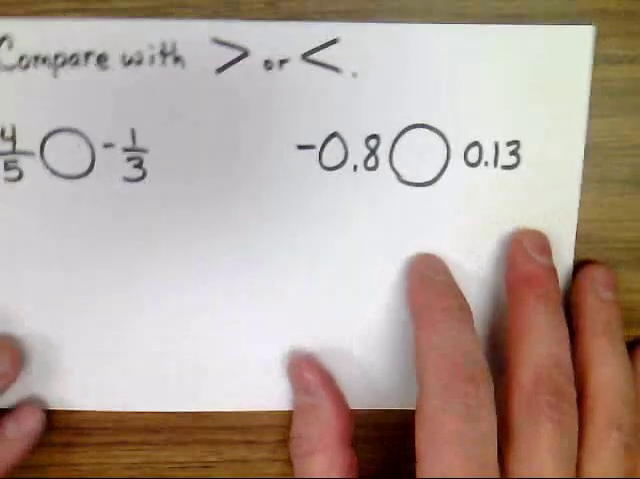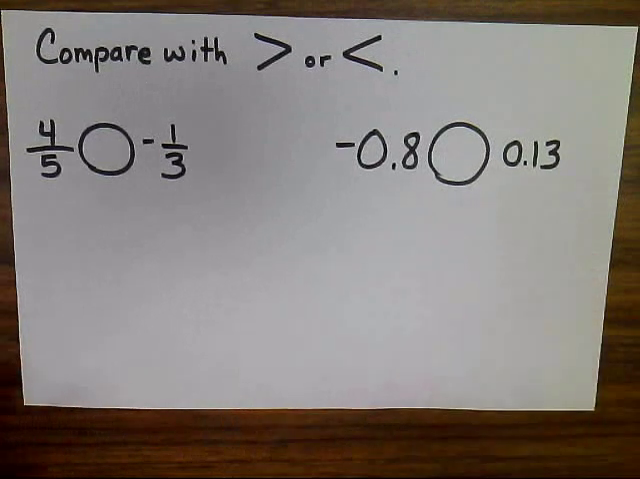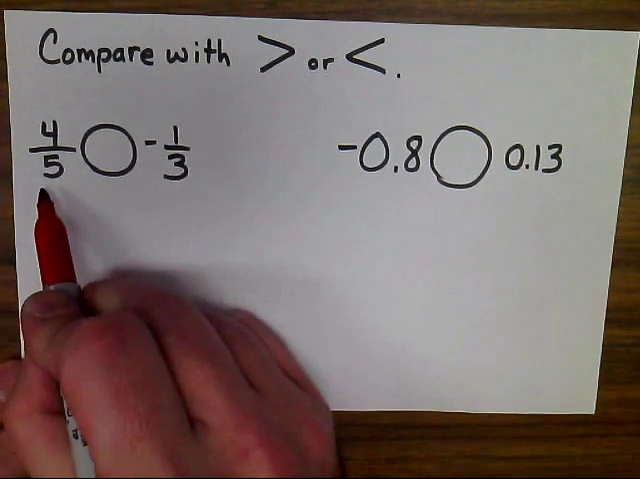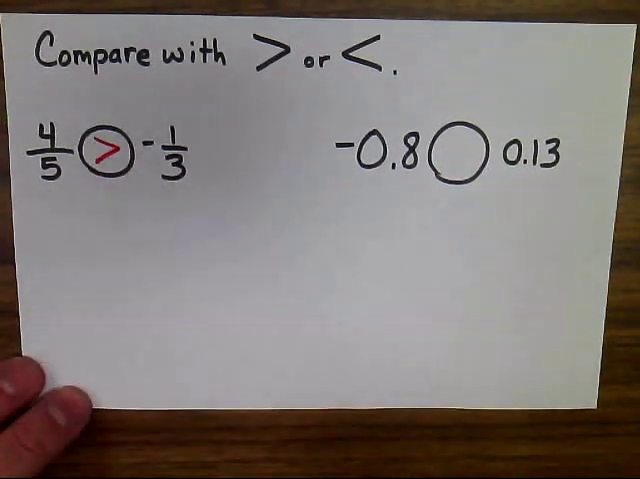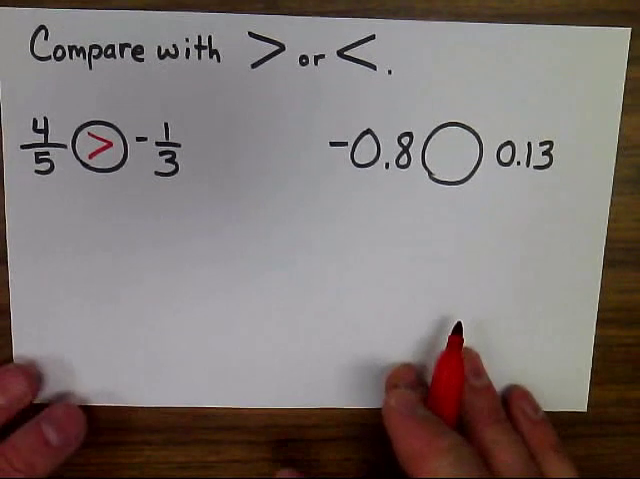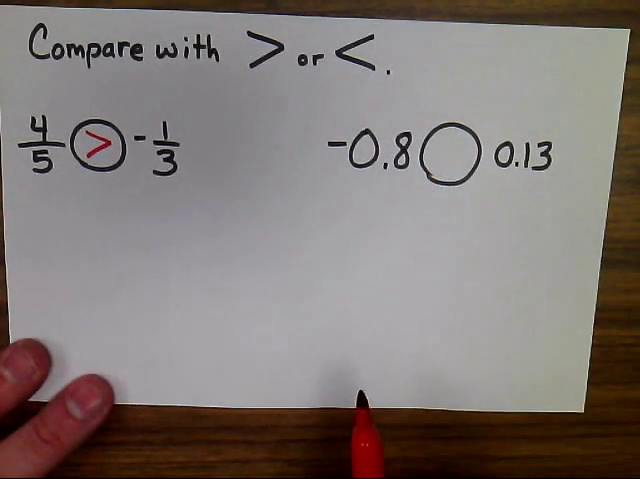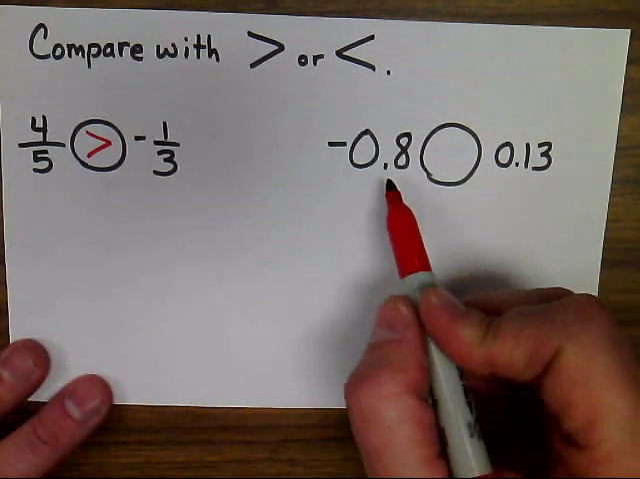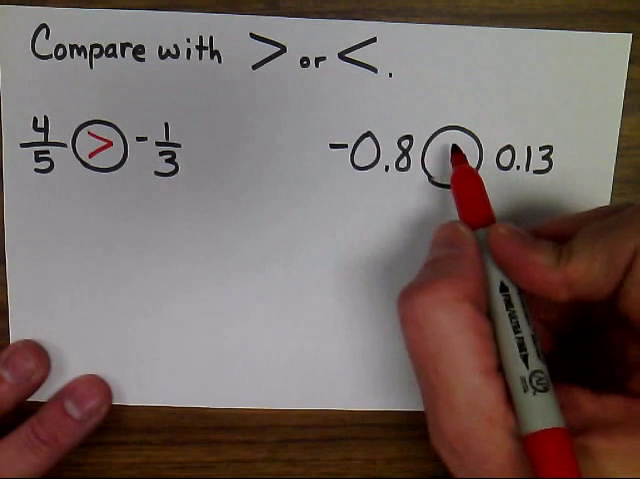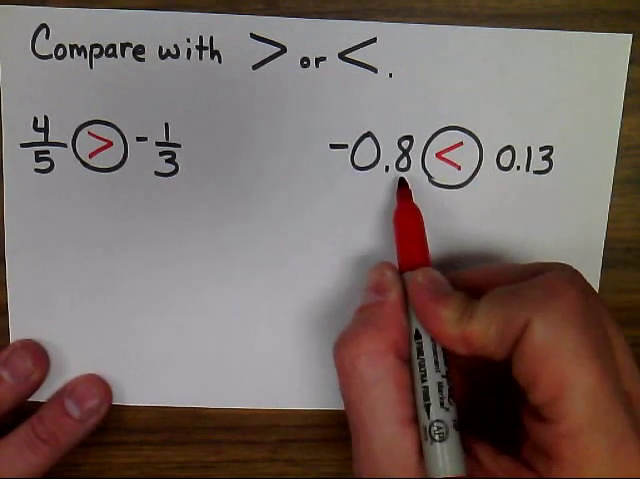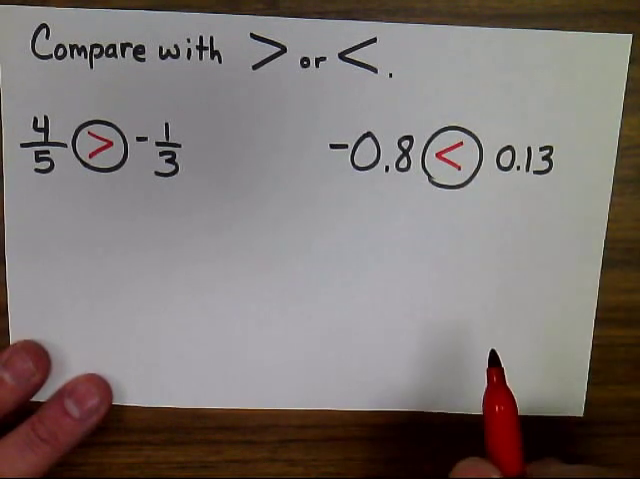Another thing we're going to do in 6.3 is we're going to be comparing with less than or greater than. It's very important for us to realize that when we're comparing a positive fraction and a negative fraction, this requires no work at all. We know positive fractions are always going to be greater than negative fractions, and the same thing goes for decimals. If I've got a negative decimal and a positive decimal, there's no need to add a 0 or do anything. It's very clear that -8/10 is smaller than 13/100.